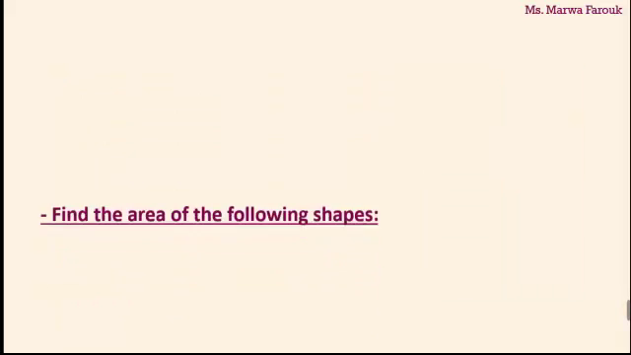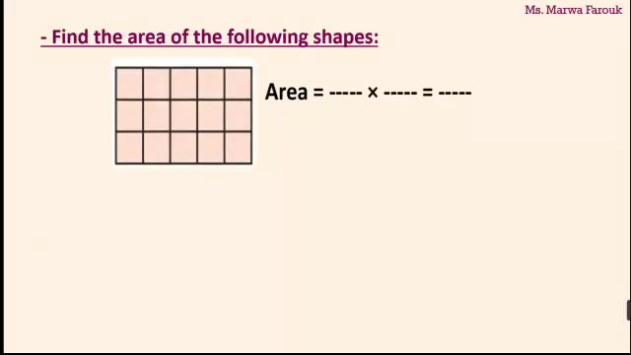Okay. Find the area of the following shapes. I have a shape like this. Does the shape form an array? Yes. So we can just count how many rows and how many columns. How many columns do I have? 1, 2, 3, 4, 5. So I have 5 columns. And how many rows? 1, 2, 3. So I'm going to write 5 times 3 equals 15 square units. So the area here is 15.